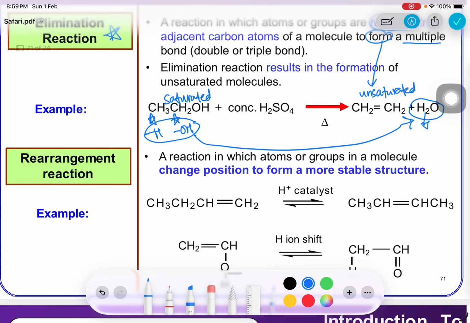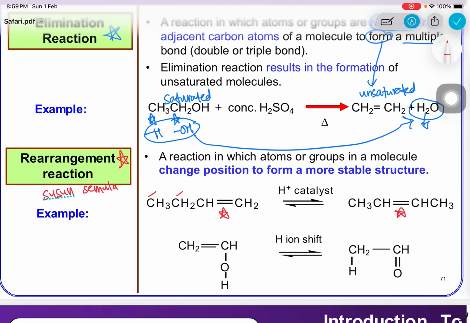The last type of reaction is known as rearrangement, susun semula. In general, the type of bond, for example a double bond, will still be maintained. And the number of carbons is also maintained. Here we have 4, and here we also have 4 carbons. The number of hydrogens: 3 plus 2, 5, 6, 7, 8. And 3, 4, 5, 6, 7, 8, so 8 hydrogens.